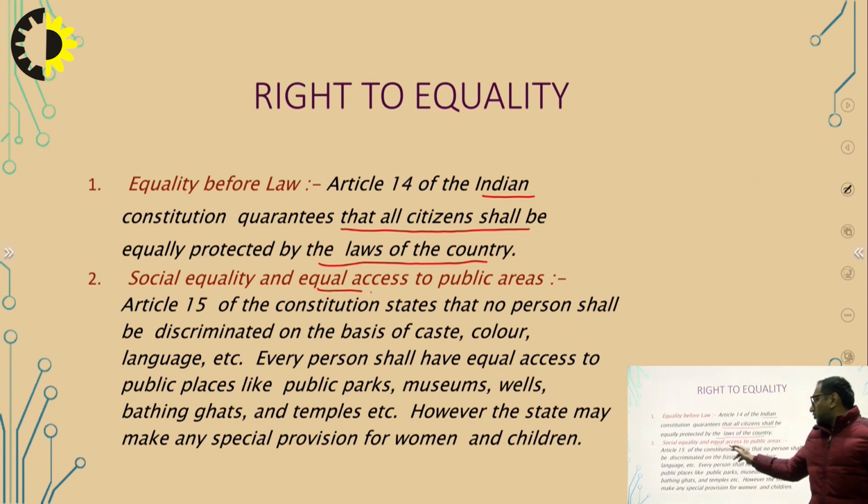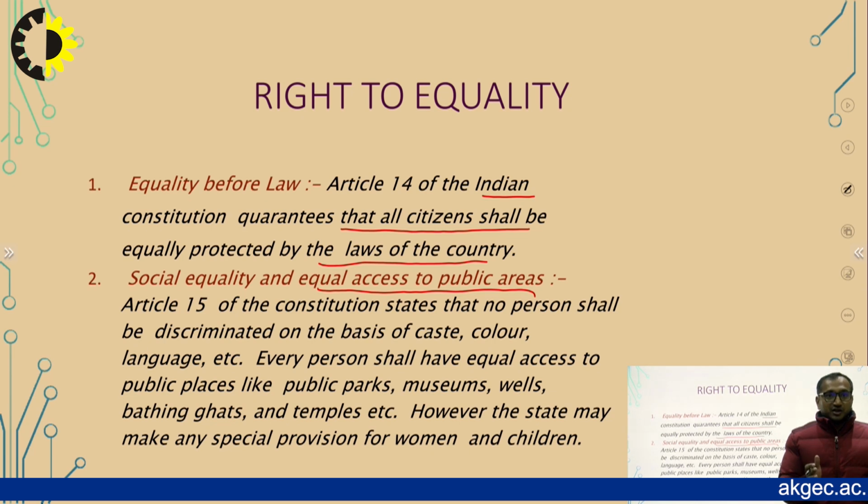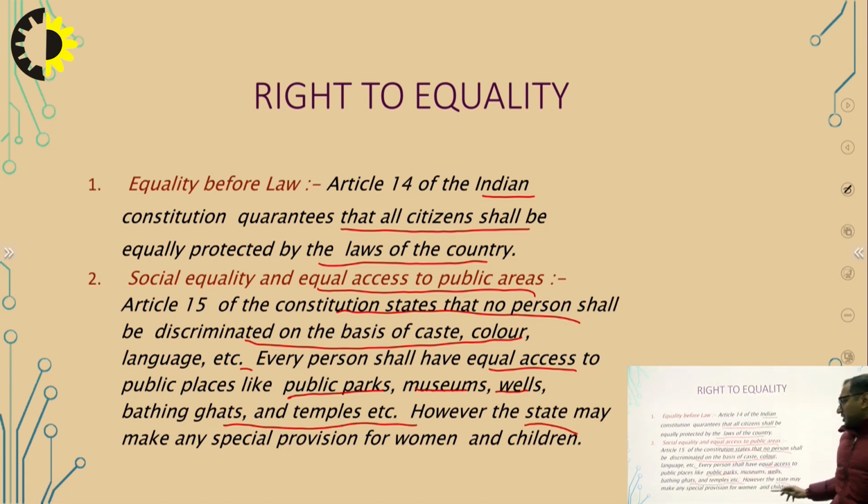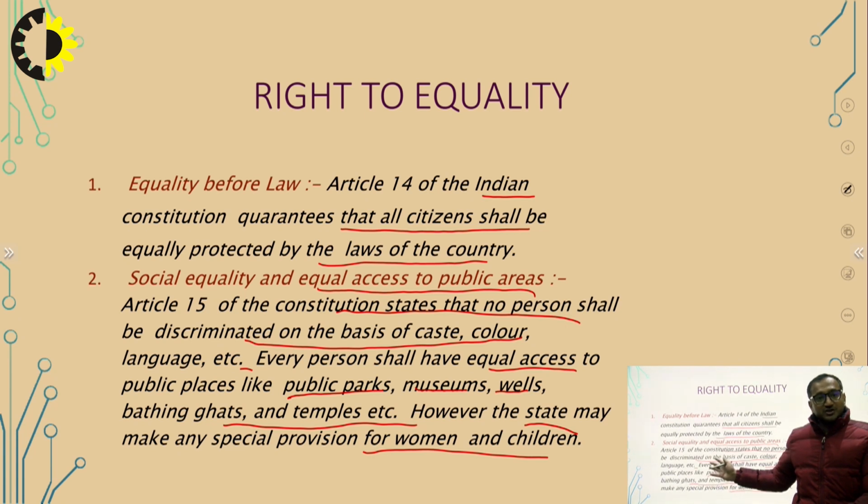Now, social equality and equal access to public areas. It means there are various public areas in our country, for example, a park, a garden, or a visit around a monument. So these are all public areas. If a person belongs to any caste, creed or religion, they are free to go to that area and visit that site. They have every right to go there. It states that no person shall be discriminated against on the basis of caste, color, language, etc. Every person shall have equal access to public areas like public parks, museums, wells, bathing ghats, and temples, etc. However, the state may make special provision for women and children. As we have seen, in various public parks, museums or wells, special treatment is given to women and children. So these amendments can be made according to the convenience of the citizens of our country.